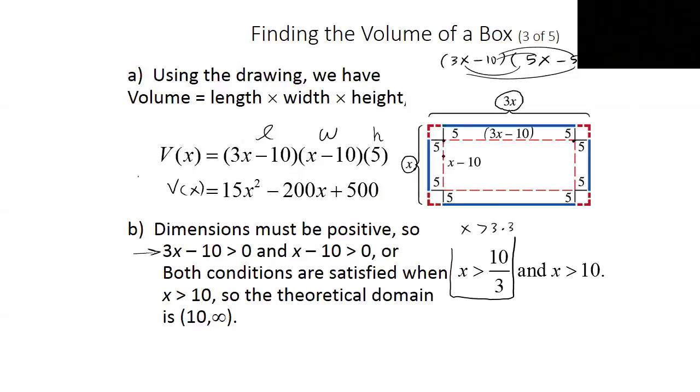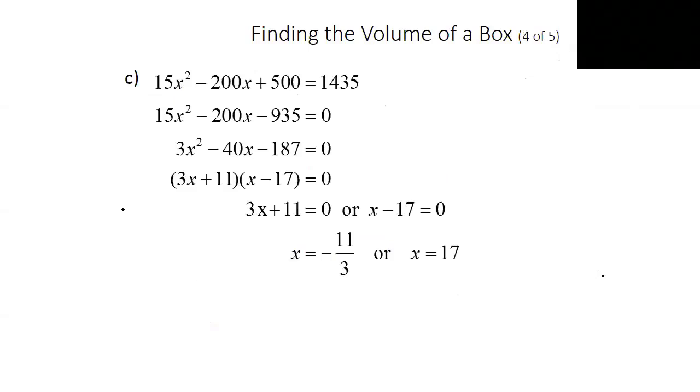And then for the other side, x minus 10 must also be greater than 0. So that would give me x has to be greater than 10. It has to be greater than 10 and greater than 3.3, so it must be greater than 10. So this would be my restriction: all the numbers from 10 to infinity. The restriction should be pretty easy to find. All you have to do is make sure the length and width are positive.